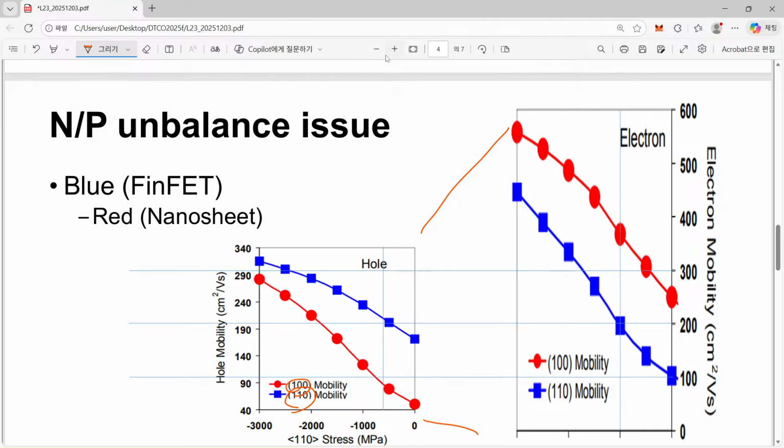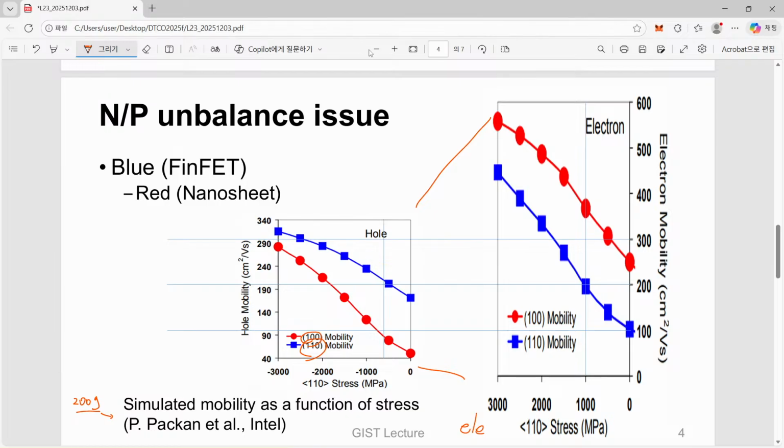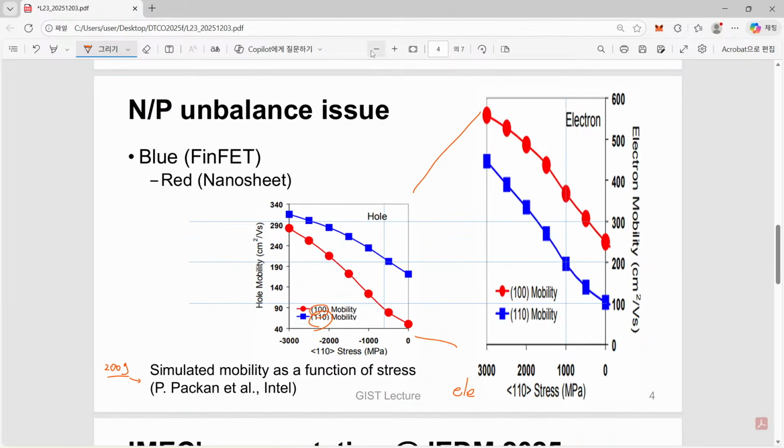So please don't be fooled by different scales. As you can see here, electrons and holes show quite different scales. For example, if we have electrons, the scale goes up to 600. However, in the case of holes, it is just 340. So basically, electrons are showing much higher mobility in this case.